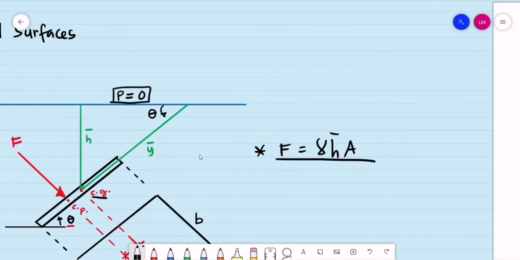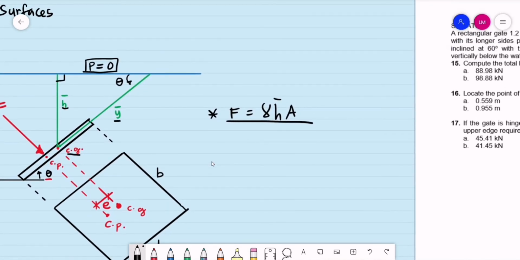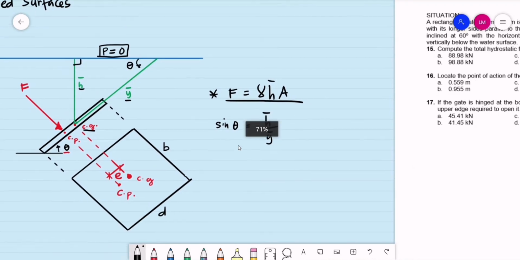So, kung mapapansin niyo, makaka-form tayo dito ng triangle. Ano yung relation between bar Y and bar H? So, yung bar Y will be the hypotenuse of that right triangle. So, we can use the function of sine of theta. So, the sine of theta is equal to opposite. Ito yung bar H divided by the bar Y. Yun yung relation ng dalawa. The bar H and the bar Y.